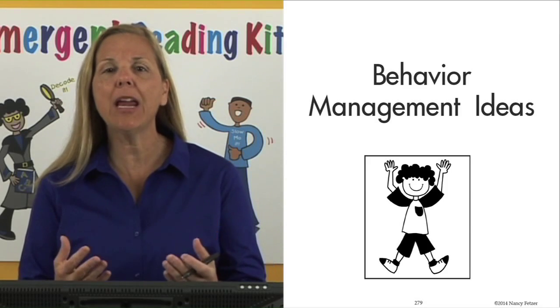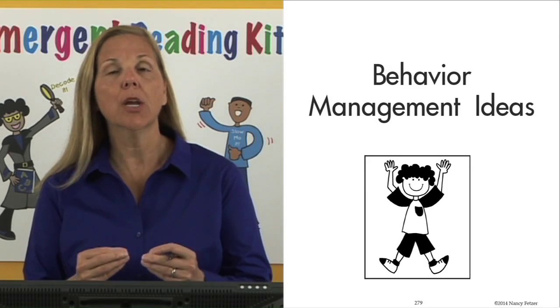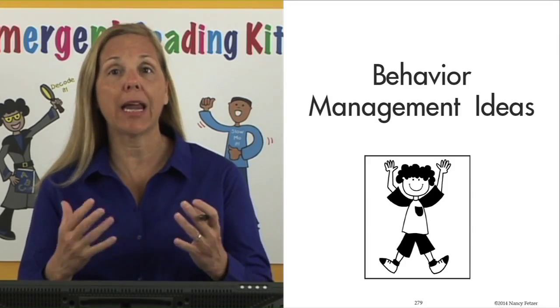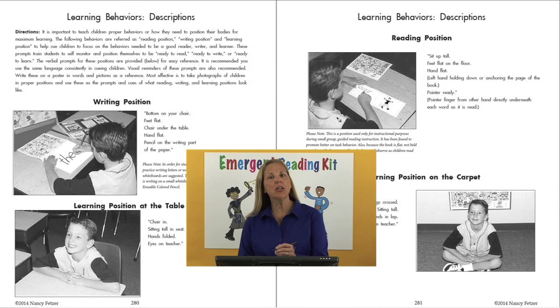year. They're behaviors your children will practice to be good readers, writers, and learners. On pages 280, 281 are 4 different pictures of a student practicing different behaviors named writing position, learning position at the table, reading position, and learning position on the carpet. To introduce these behaviors, the teacher will first model them. Then the students will practice them. After students practice these different types of behaviors, the teacher will just say verbal cue prompts like reading position, and the students will show that behavior.